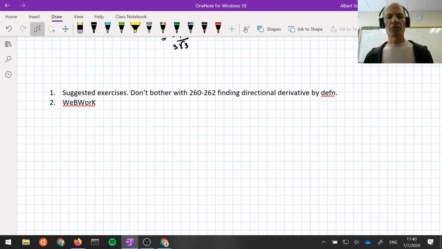Okay, for the exercises, don't bother with 260 through 262. This is finding the directional derivative by definition, and I don't want you to deal with that. And for web work, when you feel comfortable with the ideas, jump over to web work and try Chapter 4, Section 6. Thanks a lot.